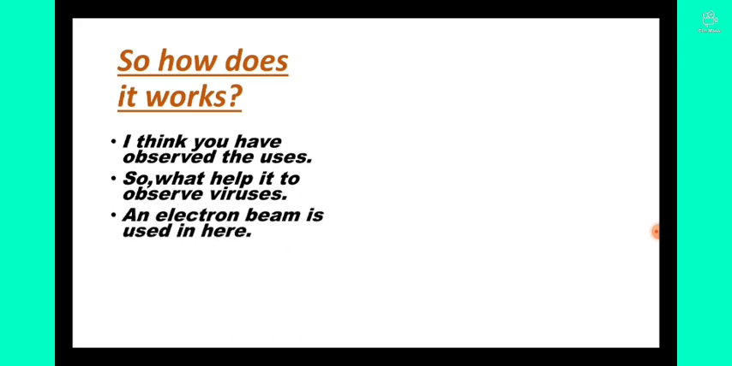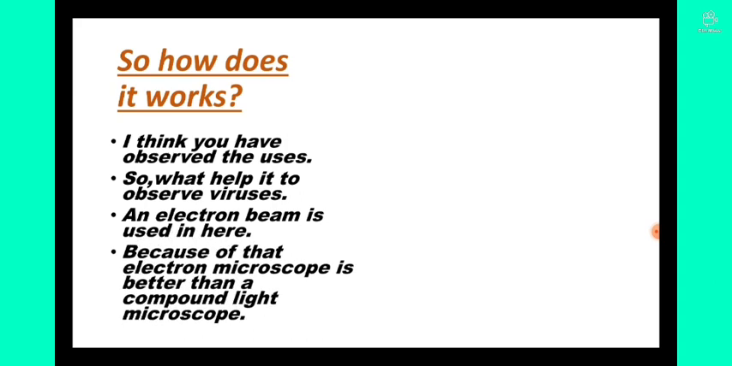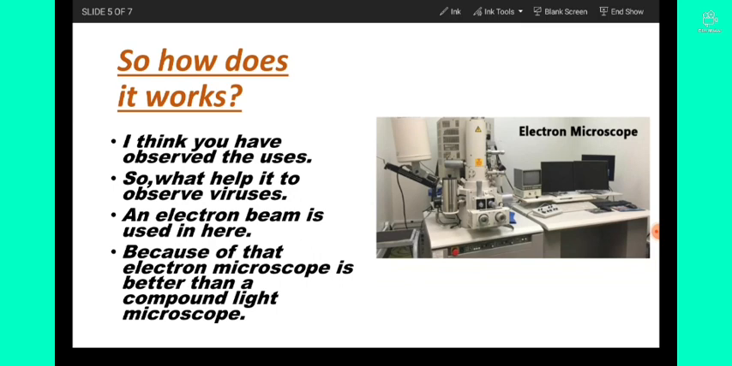An electron beam is used here. That means, I told you, electron guns shoot an electron beam, and it goes under the layers. Because of that, the electron microscope is better than a compound light microscope. In a compound light microscope, light is used. In an electron microscope, an electron beam is used.